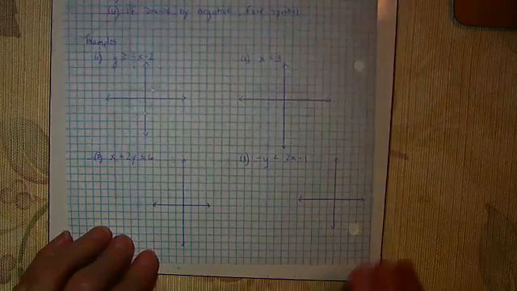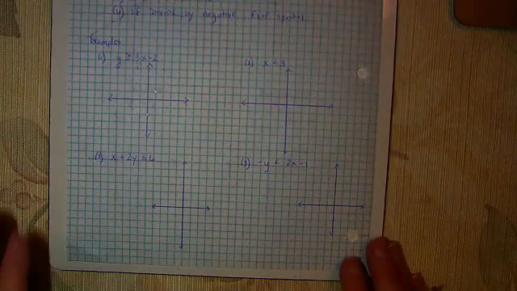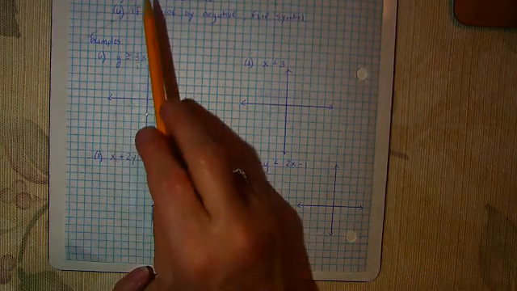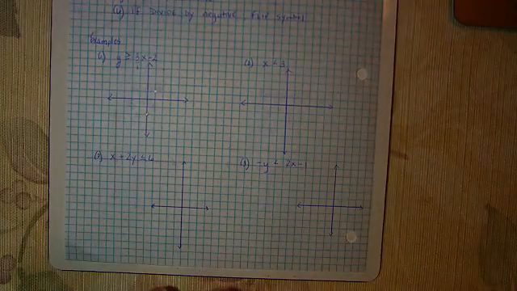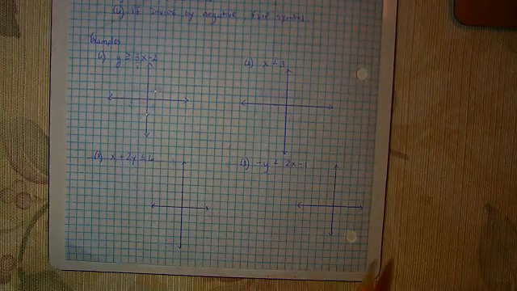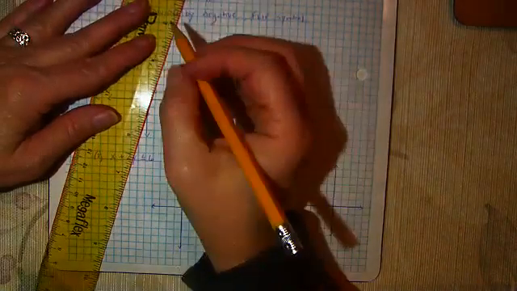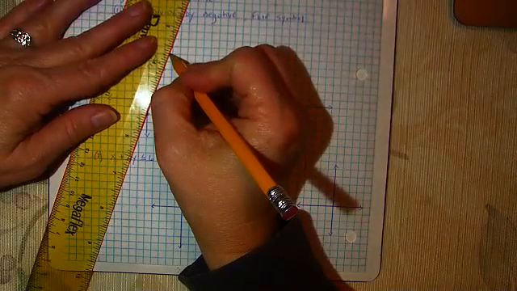Once you get your points on here, we're going to make our line. This is the point where you have to be careful and pay attention to what I just mentioned: do I need to make a solid line or a dashed line? This one does say greater than or equal to, so I know I can at this point make a solid line. So I'm going to go ahead and do that.